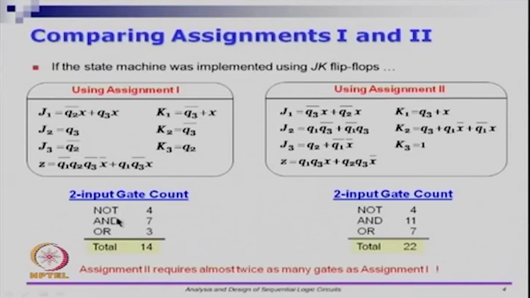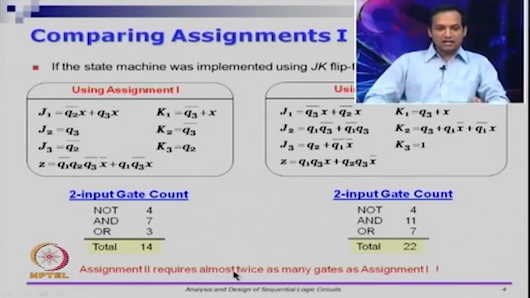If I look at the 2 input AND gates, there are 4 inverters, 7 AND gates and 1 OR gate, which makes a total of 14 gates. And here there are 4 NOT gates, 11 AND gates and 7 2 input OR gates, making a total of 22 gates. So you have 14 gates here and 22 gates here, and the choice that we made, instead of using assignment 1 we use assignment 2, you suddenly have a gate count which is greater than this one and almost 50% greater than the previous assignment.